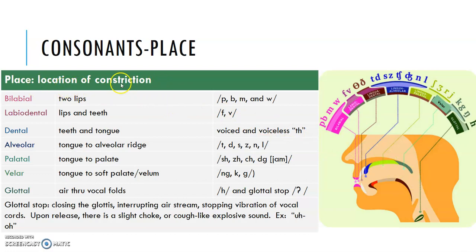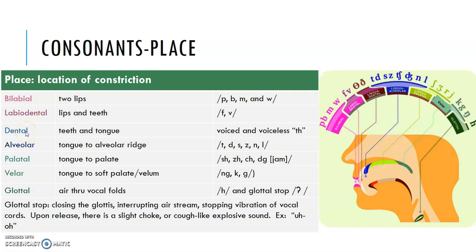For the place or location of constriction, we have several different types of categorizations. We have bilabials, which are the two lips coming together for sounds like P, B, M, and W. Then we have our labiodentals, which is the lips and the teeth. Labial is lips, right? We can see labial here and labial here. And then dental is our teeth, so it's the lips and the teeth coming together for F and V. Then we have the dental, which is the teeth and the tongue coming together.